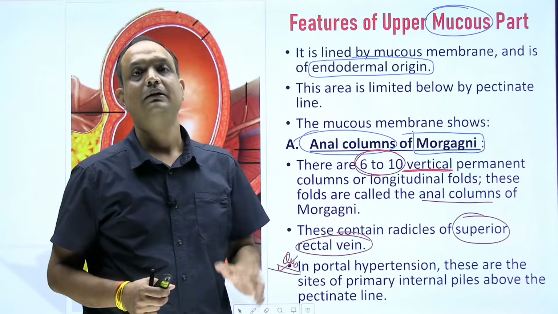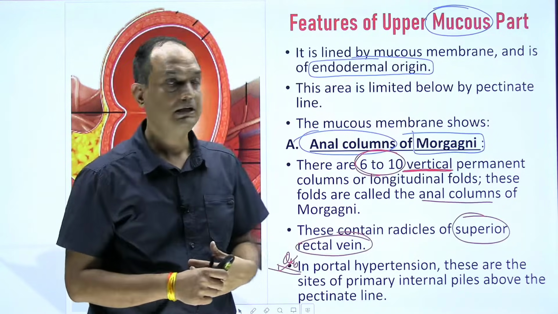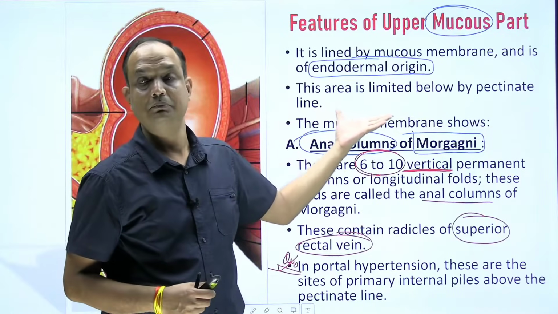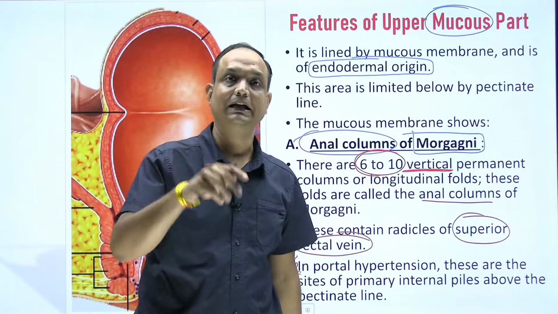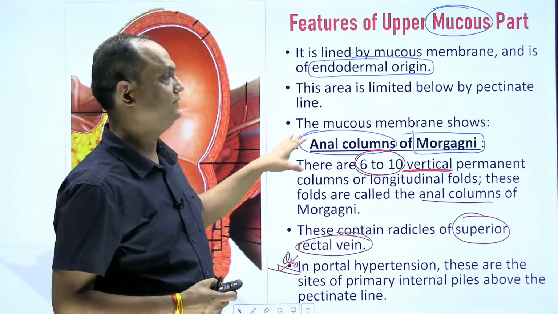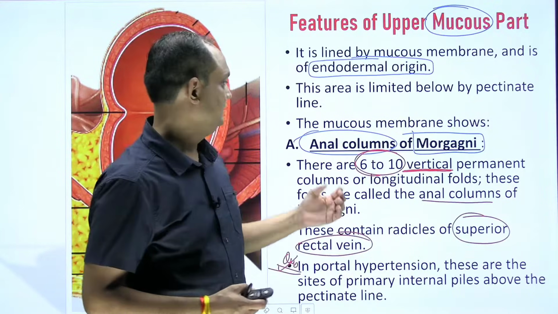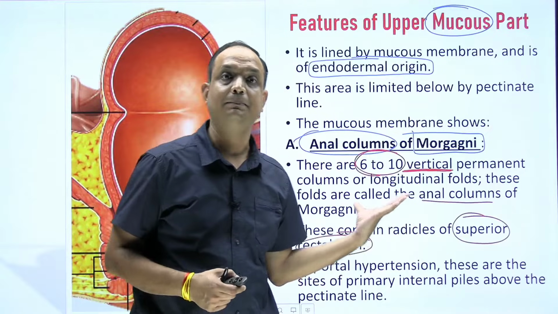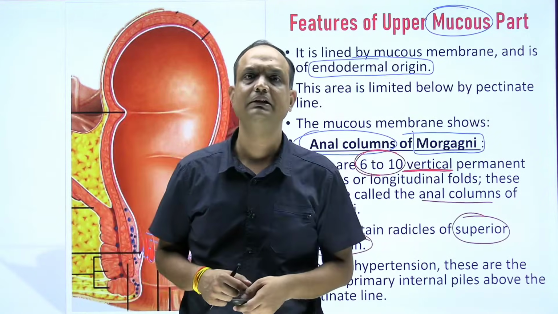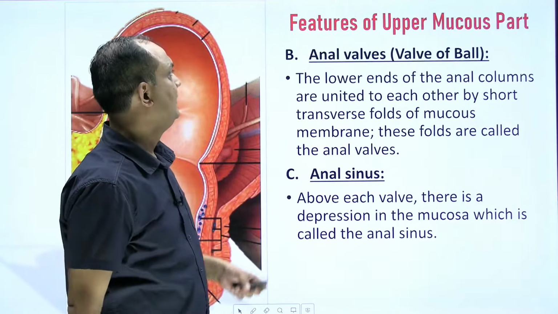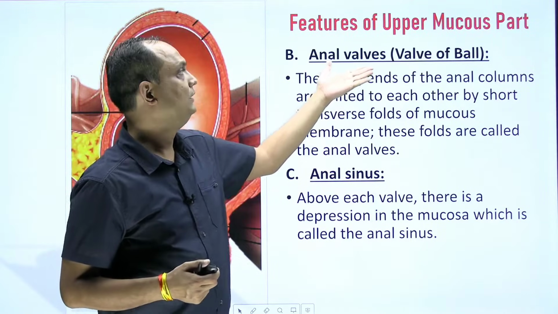The first thing is that the uppermost part of the anal canal develops from the endoderm, which is coming from the cloaca. Second, it is lined by mucosa. The third thing is that the uppermost part is above the pectinate line. The fourth thing is the features. In the features, the first feature is the longitudinal columns of Morgagni. These are the anal columns, which are 6 to 10 permanent longitudinal folds, and these folds contain the radicals of the superior rectal vein.